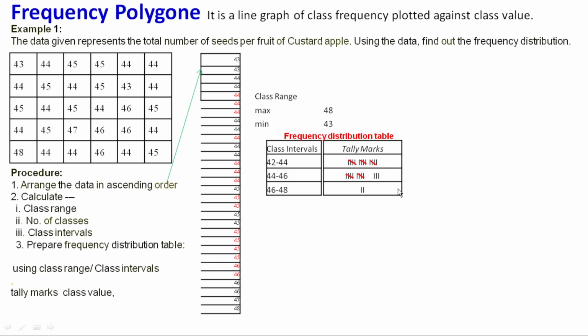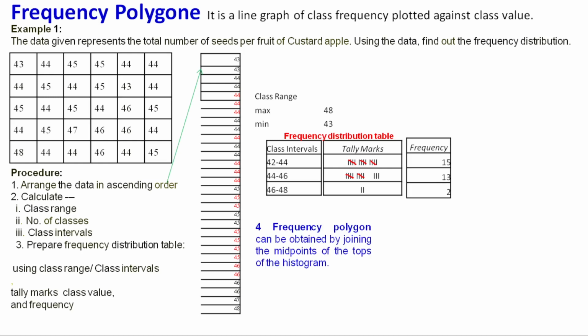The determination of frequency is quite easy, just count the total number of tally bars, how many are there, that is nothing but the more frequently observed values or frequencies. So after this we have to plot the graph actually. Now how can one make a polygon? A frequency polygon can be obtained in such a way that the histogram's midpoints or middle values we first of all join.